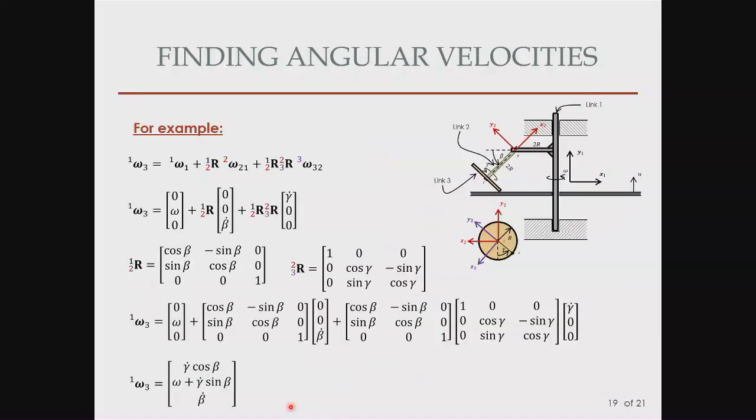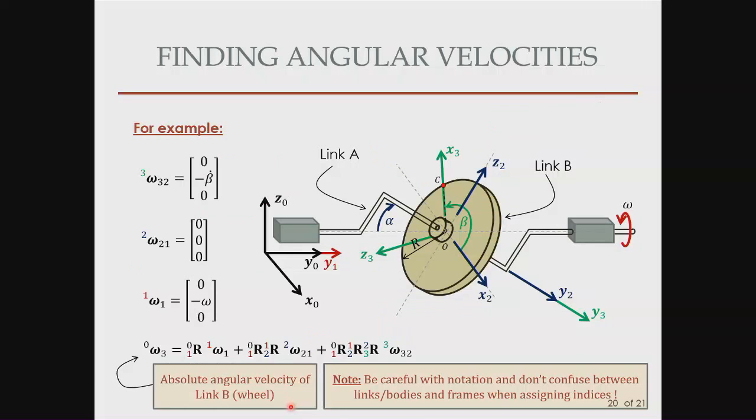So let's go to the next example, the last example, this wheel. If the question is to find the absolute angular velocity of the wheel, remember, we attached which frame to the wheel? Frame 3. Right, the green one. The blue one is attached to what? The shaft, the tilted way, right?